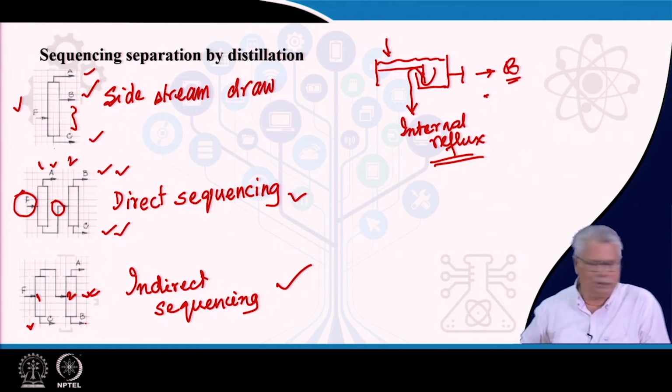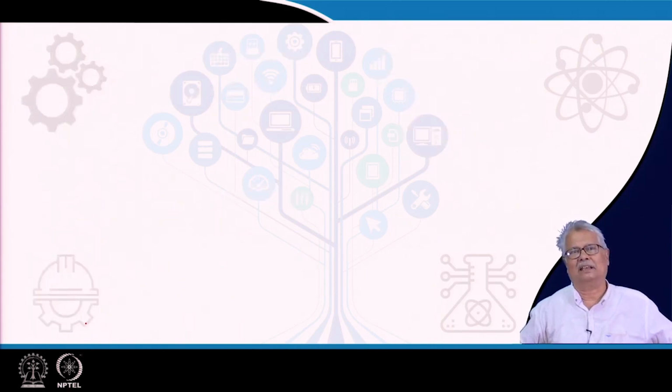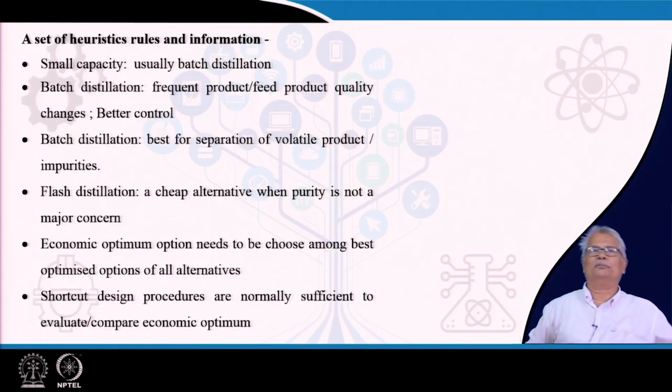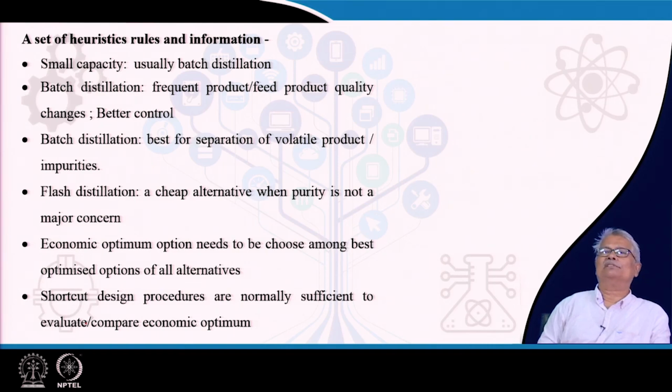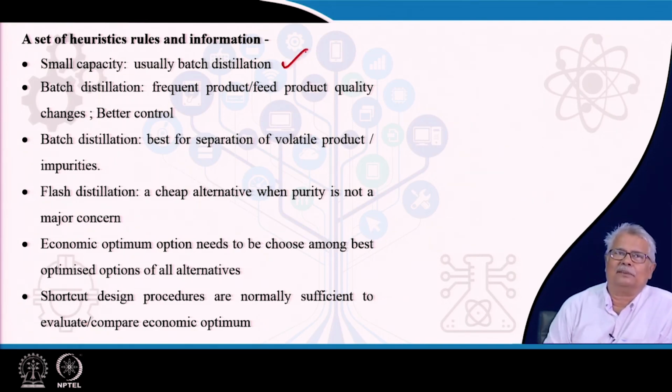What we do now is we move forward to the next thing, and here we look at a set of heuristic rules and certain information. These heuristics will firstly try to relate what to choose from batch, fractionation or flash. You already have been given an input while being taught the batch distillation process that it is usually economic in small capacity.